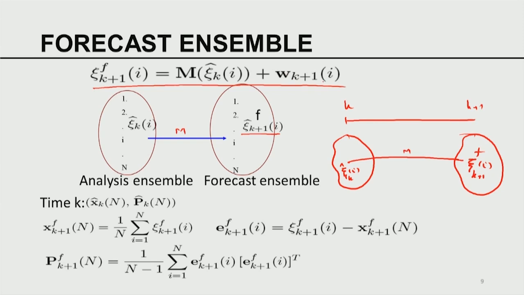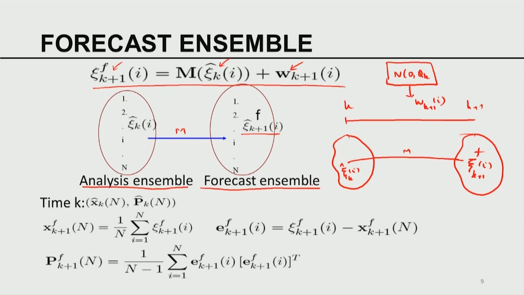Now let's talk about this noise. You don't add the same noise to every ensemble member. So what is w k plus 1 i? It is the ith realization of the model noise. This is the model noise generator, N(0, Q k). Out of that comes w k plus 1 i. Okay, so the forecast is random because of two things. One, the previous analysis is random. Two, this is the additional randomness we are adding. That's how I am trying to generate the forecast ensemble. So from the analysis ensemble at time k, I am creating the forecast ensemble at time k plus 1.